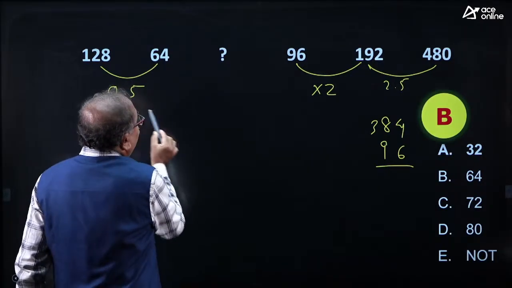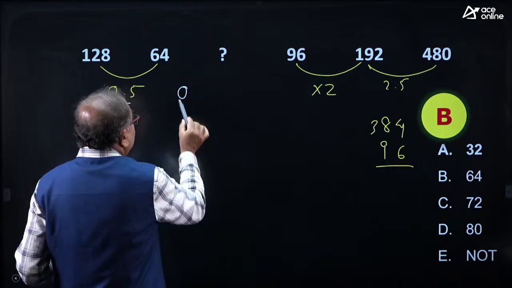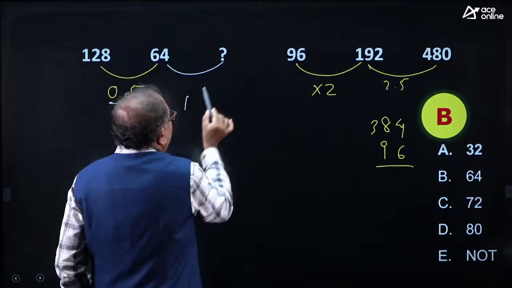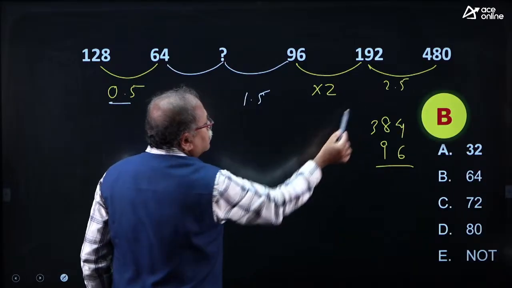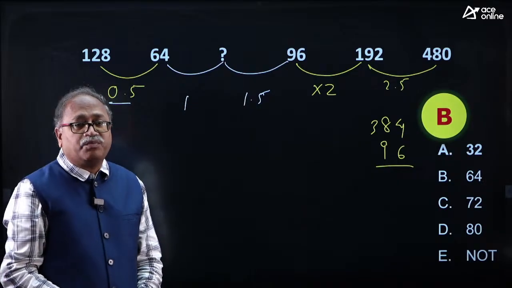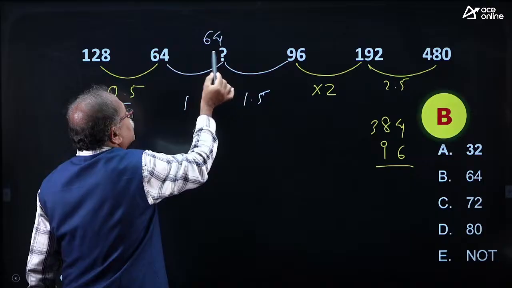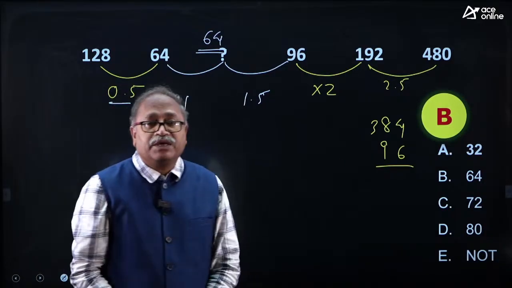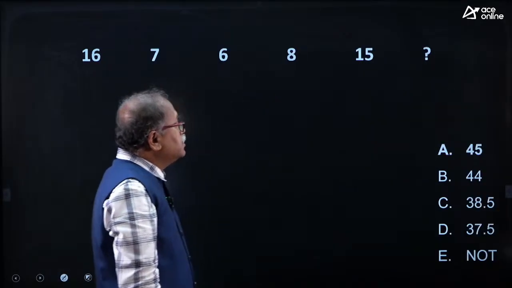This is 0.5. What if this is into 1, and this is into 1.5, then 2 and 2.5. Every time the multiplier is increasing by 0.5. So that way Appal Naidu has rightly said that the answer is 64, option choice B. Well done. I am giving the next question here.